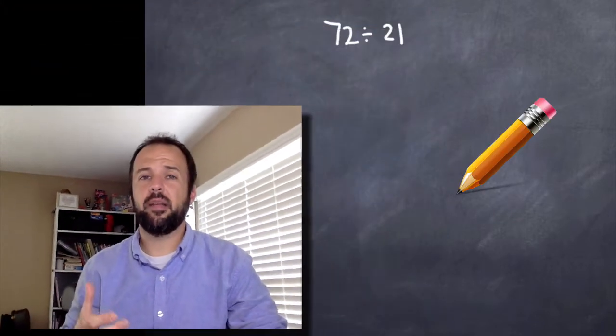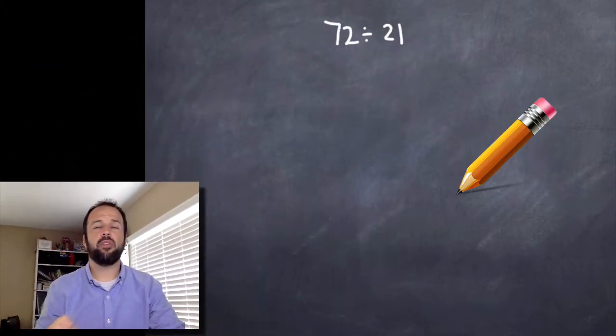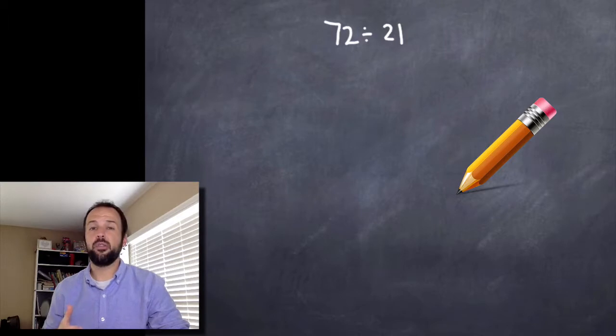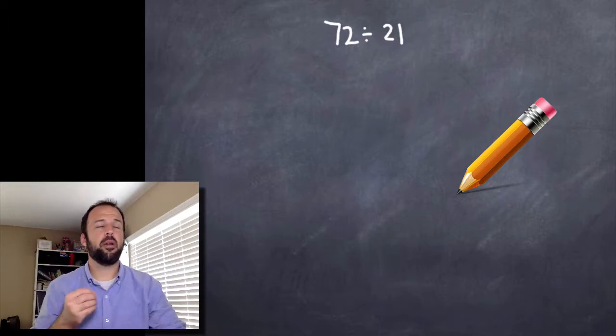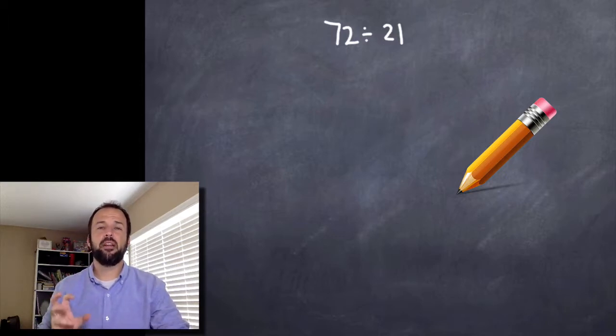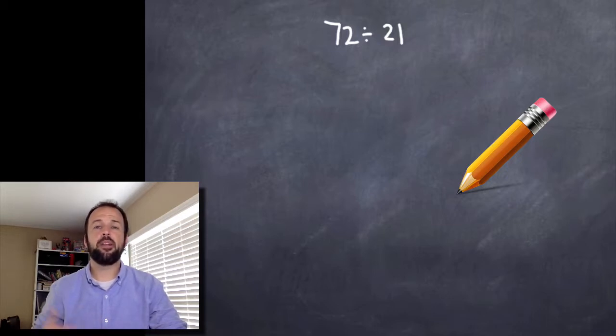All right, guys, I got an example up here for us already. It's 72 divided by 21, and it's a doozy to start off. So the first thing I want to do when I'm thinking about this number is think about estimation. What's going to be a close estimate for how many multiples of 21 I'm going to be able to find in 72, or how many times I'm going to be able to count by 21? How close am I going to be able to get to 72?